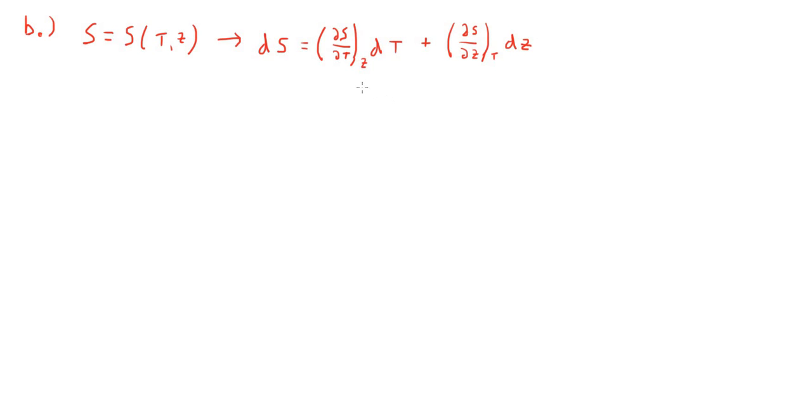The first thing that I'm going to do is figure out an expression for this term right here, the dS over dT at constant Z. So the first thing that I'm going to do to find this expression is to write out the molar heat capacity expression that they gave us in the problem statement. This heat capacity expression is on a molar basis, so I'm going to multiply by n, the total number of moles.